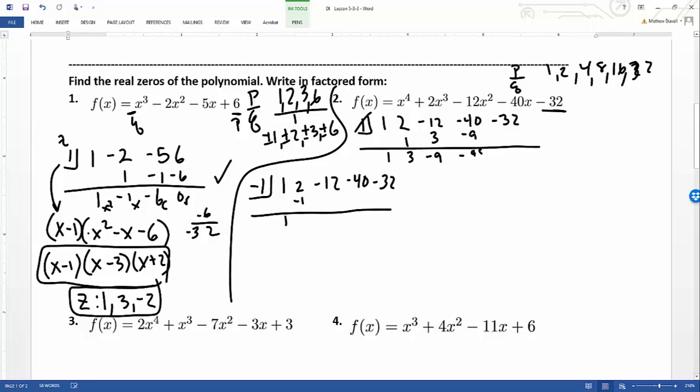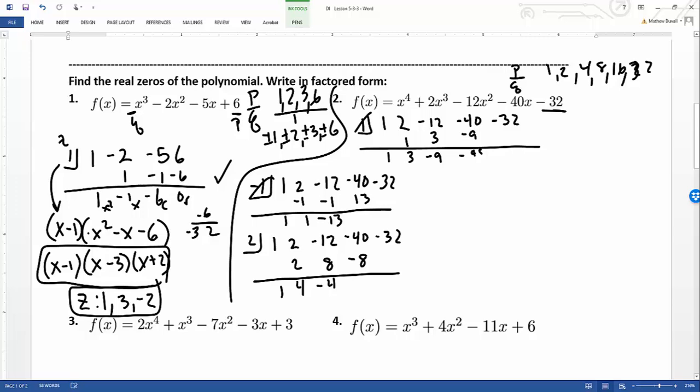Let's try negative 1. Add straight down, multiply, add, multiply, add, multiply. That's also not going to work. So now we're going to try positive 2. Add straight down, multiply, add, multiply, add, multiply, add. Well, it looks like it's also not going to work. So I'm going to get negative 48. So now we're going to try negative 2.